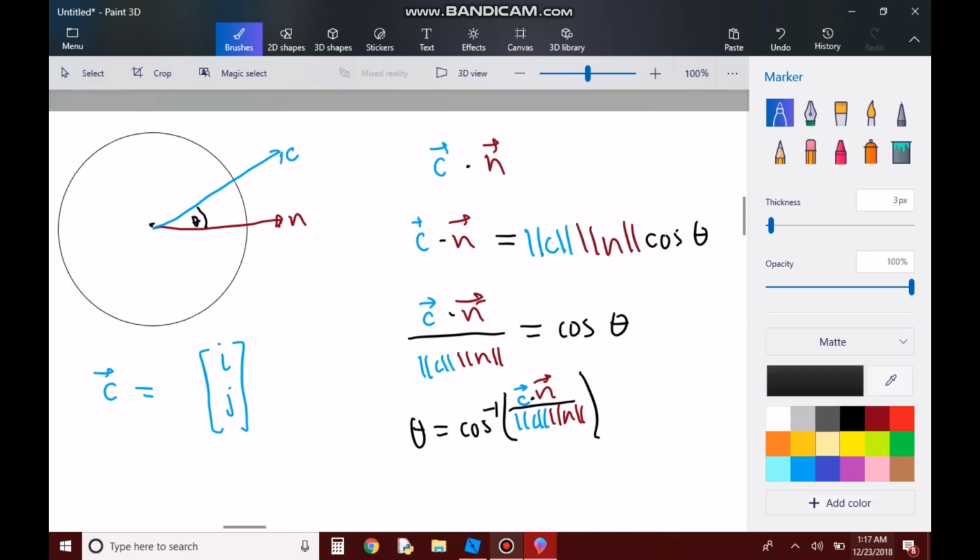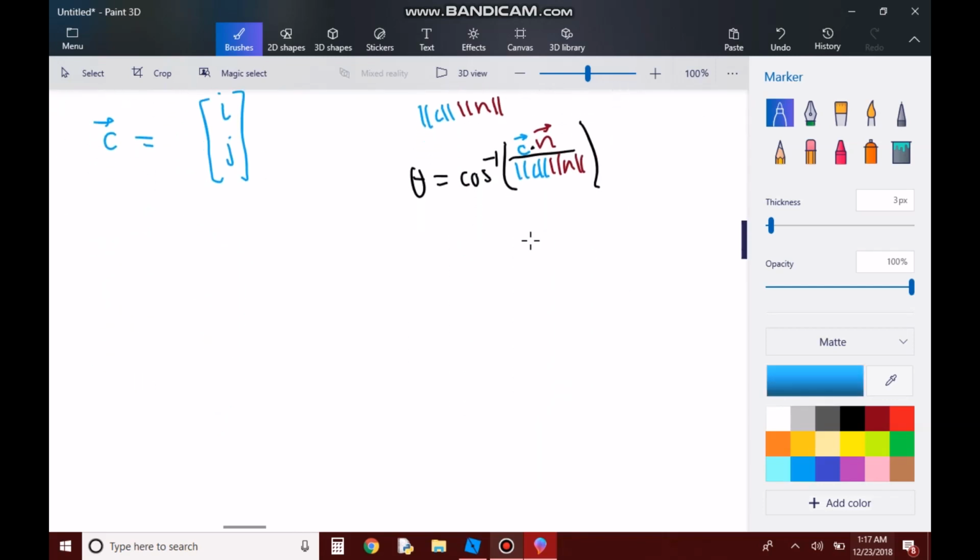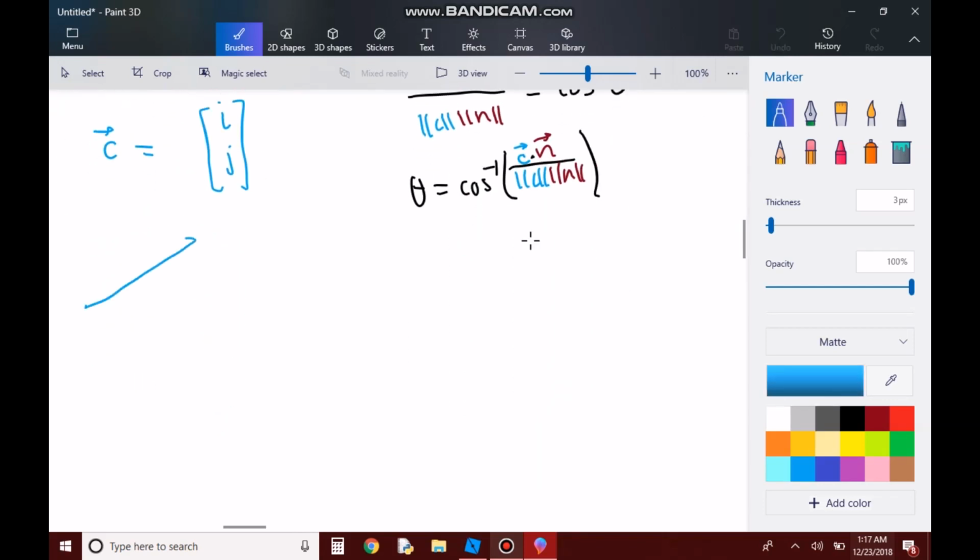So let me visualize this for you guys. We have vector C, and we have its I component and J component. So I and J. Since we have I and J, we can calculate theta here. So to do this we can use tangent. So theta would equal the inverse tangent of J over I.